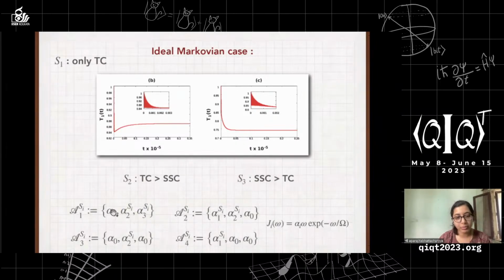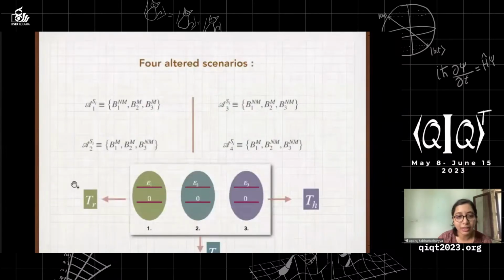So the first path is non-Markovian and the other 2 paths are Markovian. Similarly for the other cases. For example, in this one, the first 2 paths are Markovian and the third path is non-Markovian. In this manner, we have 4 altered scenarios. These are A1, where the first path is non-Markovian and the second and third are Markovian; A2, where the first and second are Markovian and the third is non-Markovian. These are the cases with 1 non-Markovian path, and the other 2 are the cases with 2 non-Markovian paths. That is, the first and the third are non-Markovian in A3, and the second and the third are non-Markovian in A4. So these are our 4 altered scenarios.